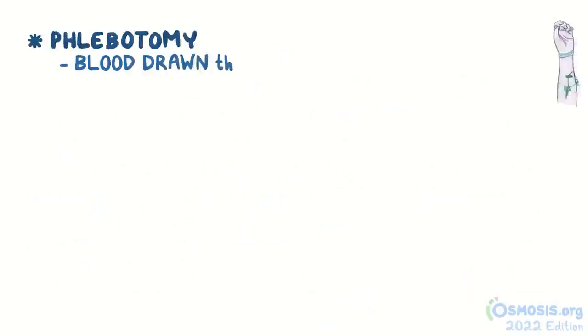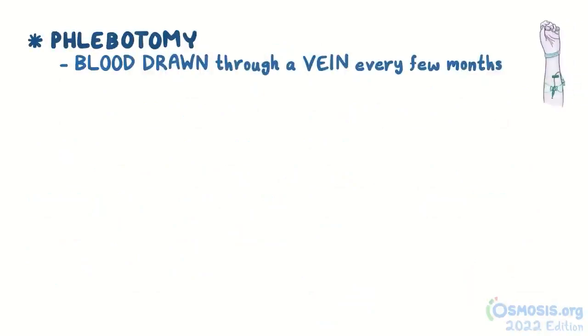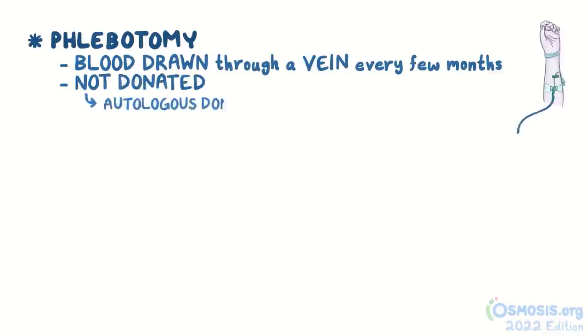Most individuals require phlebotomy, which is when the blood is drawn through a vein and removed every few months. This blood isn't donated for other individuals, but can be used for autologous donation, so the donor can use it in the future if needed.